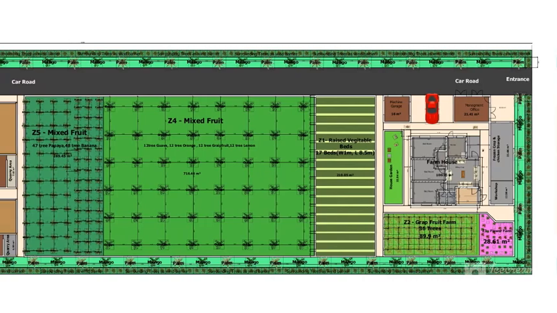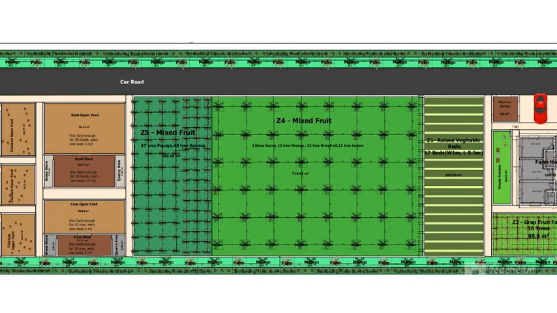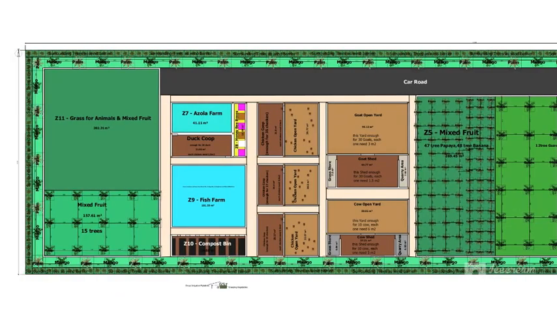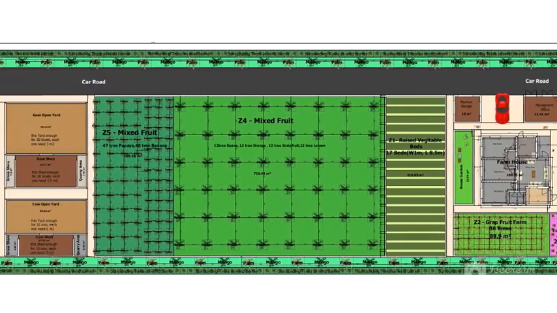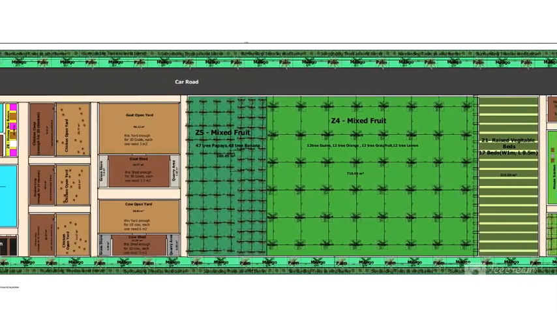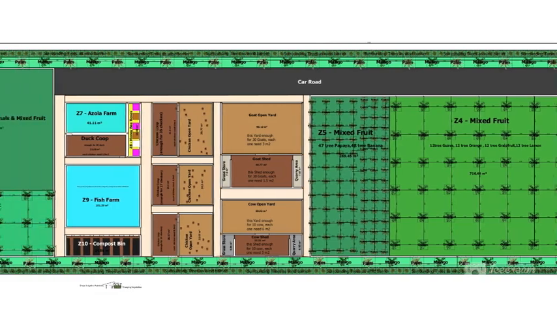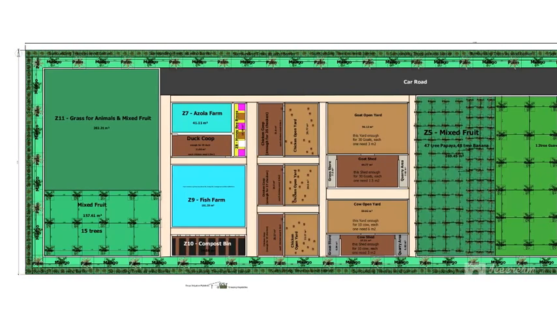Okay, and here is the mixed fruit area, and this is the animal area and fish area and compost area. Here is the grass area and mixed fruit area, because as you see here, this road can make you reach all the parts of your project. Reach here, reach here, reach here, and reach the last area here. Okay, this design is very nice. We can see the three dimension view of it.